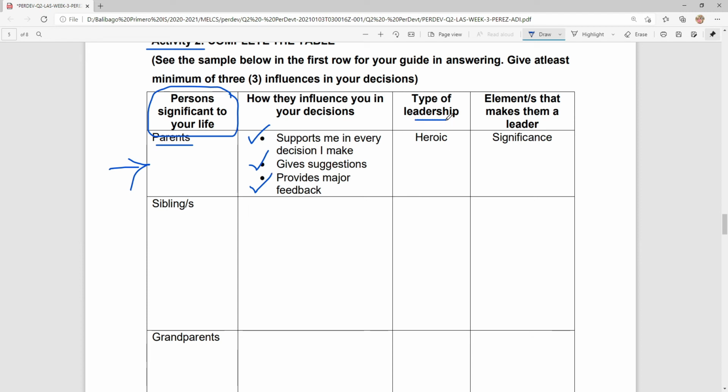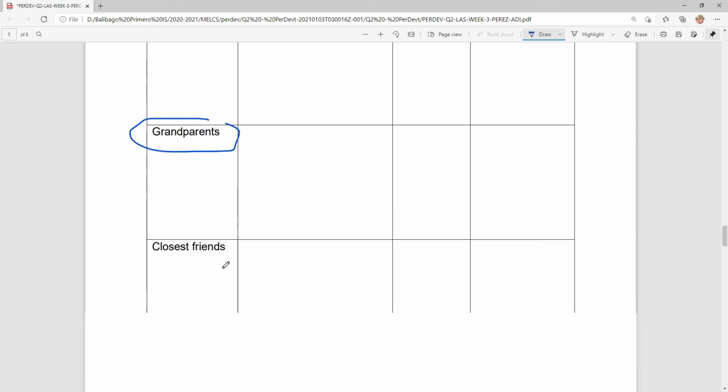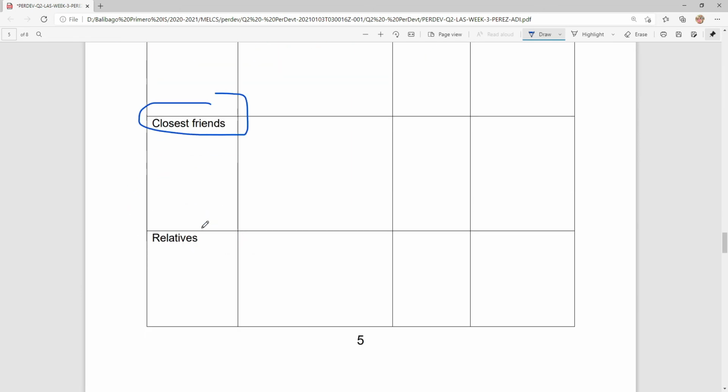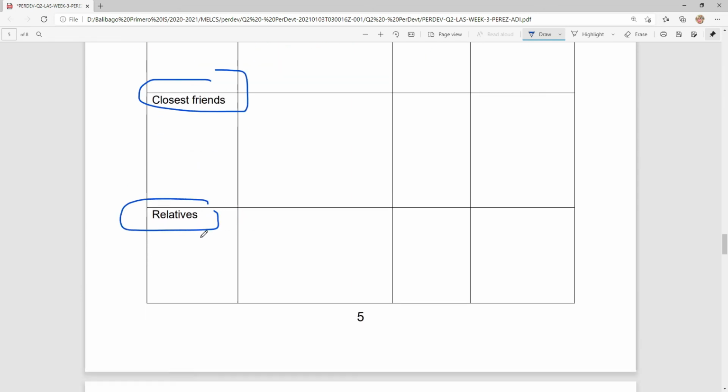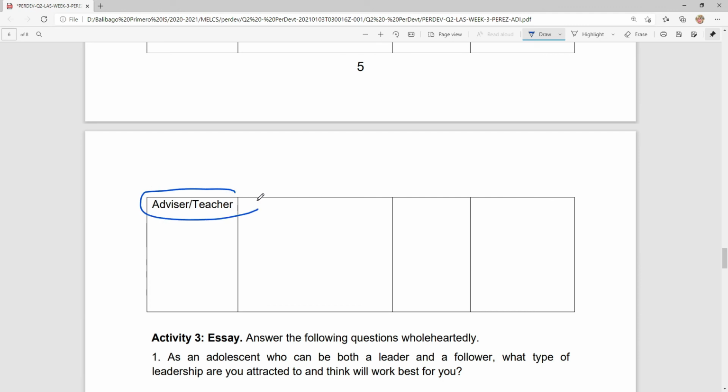What type of leadership they manifest or have shown you. Elements that make them a leader: significance. You will just pick at least 3. It says here at least 3 influences in your decisions. It can be your siblings, grandparents, closest friends or best friends, relatives, and your teachers.